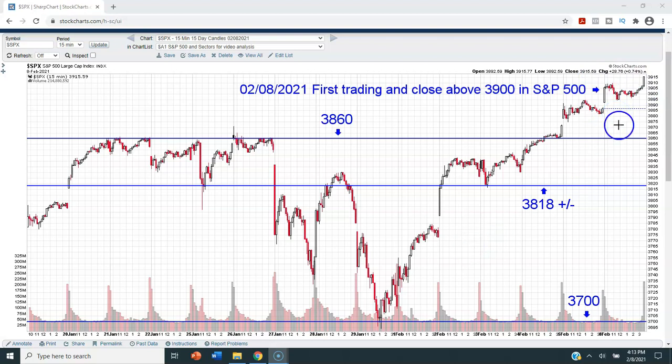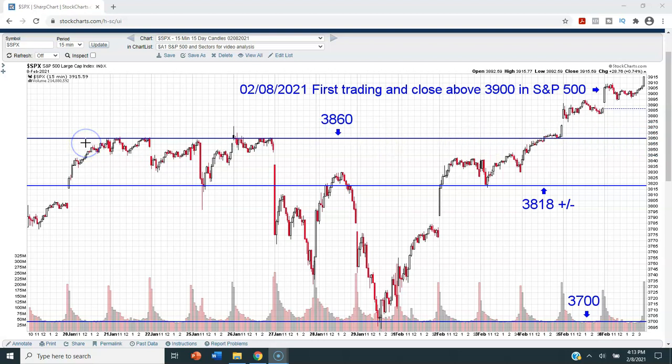Now let's take a look at the support levels below where we are currently trading, because with this rapid of a move, it would make sense that we would have some type of a pullback over the next few days. It may or may not happen, but as a normal course of trading, it is really important to understand where the support areas are below where we are currently trading. So the near-term support level is going to be found at this 3860 level. That's this top blue line here.